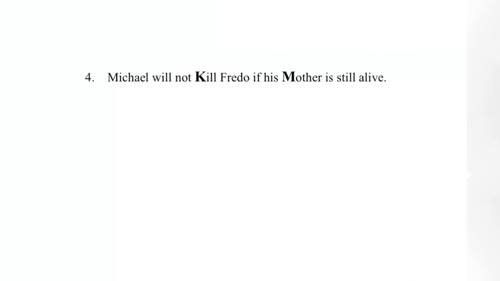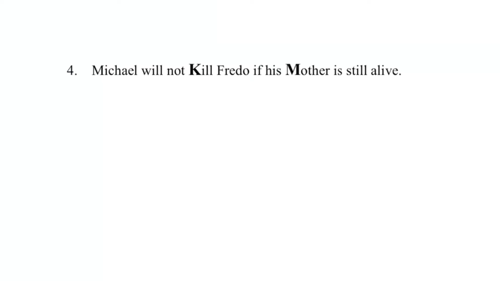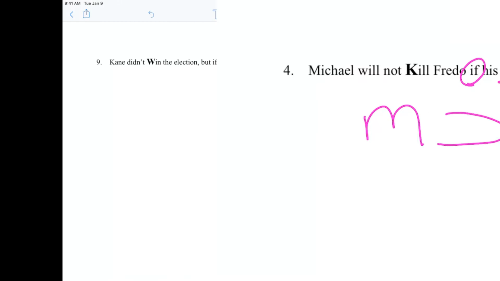Now let's look at some problems. In this problem, Michael will not kill Fredo if his mother is still alive. We want to follow the same strategy. So we want to find the main connector. In this case it's an if. Notice that the if goes with M. So in fact we're going to write this as a conditional, like usual. M will be the antecedent, and not kill Fredo will be the consequent. And so that will give us the full result. If M, then not K.